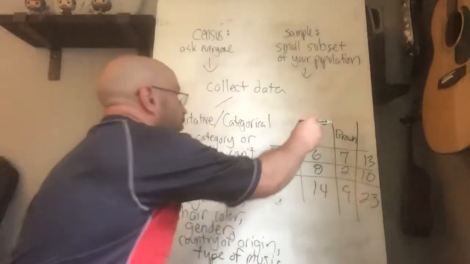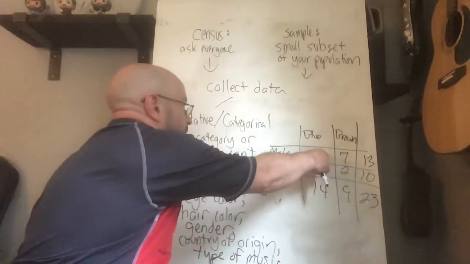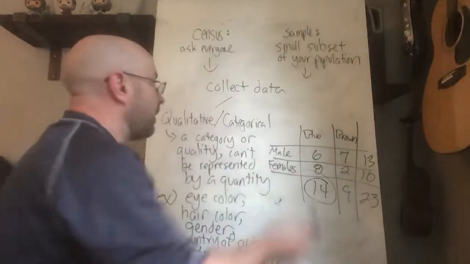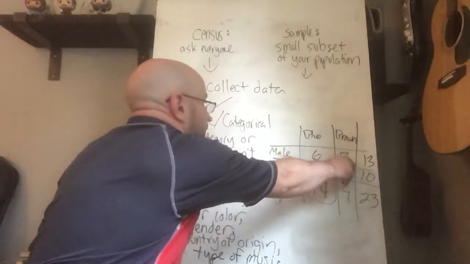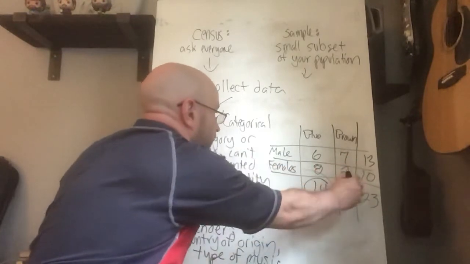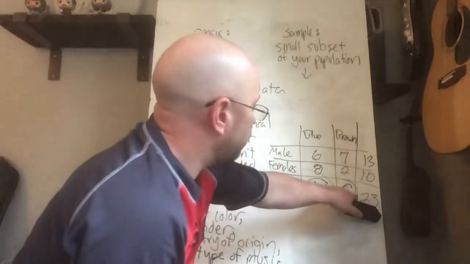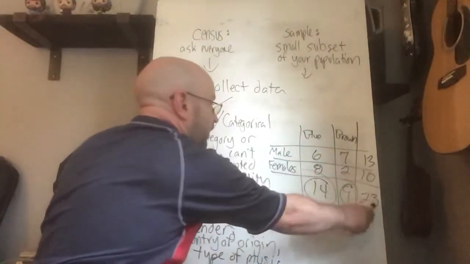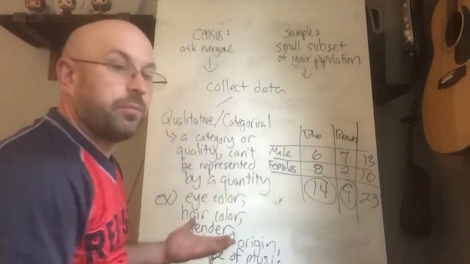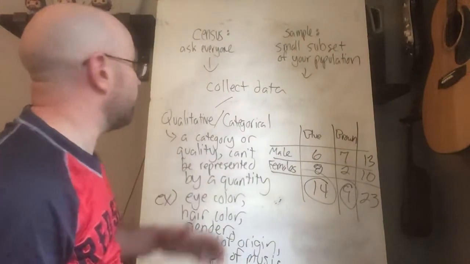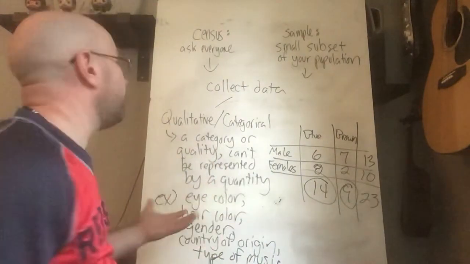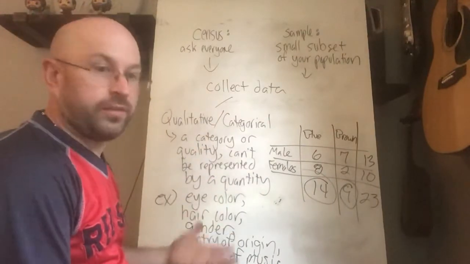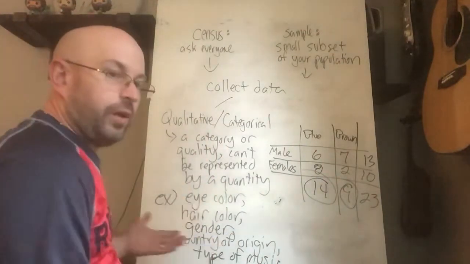So the total of your blue, you have 6 males with blue eyes, 8 females with blue eyes, you get 14. 7 males with brown eyes, 2 females with brown eyes, you get 9. And you get total 23 down here. And likewise, 13 males, 10 females, 23. That would be an example of a two-way table. And that's another way you can represent this qualitative data that we're talking about. That data that's represented by categories.